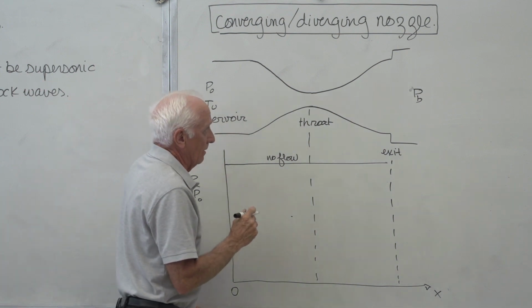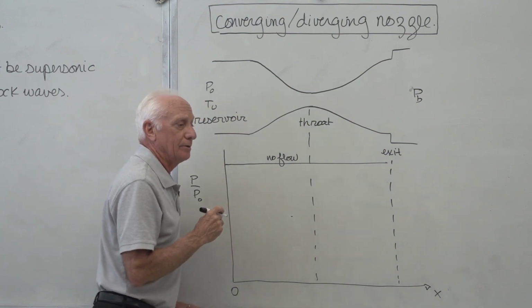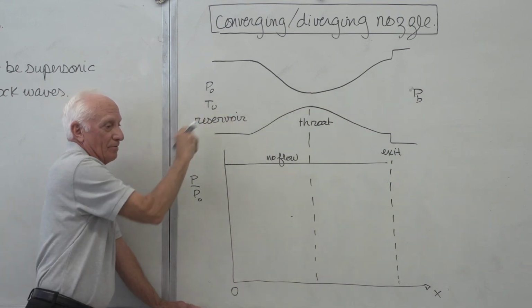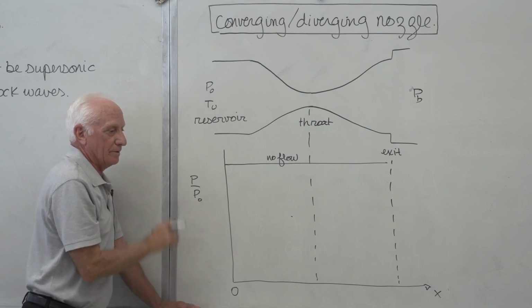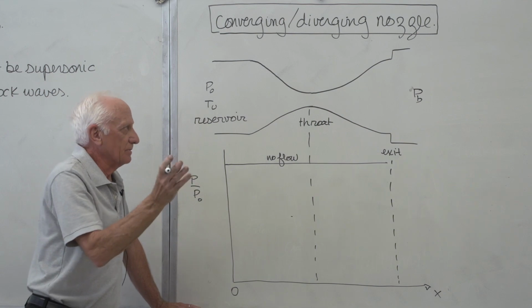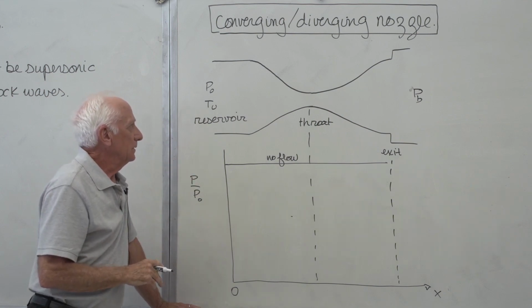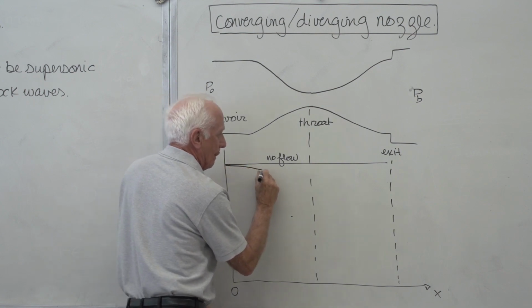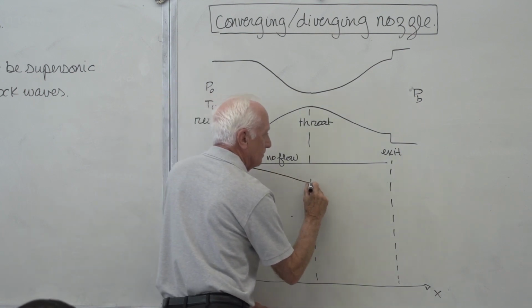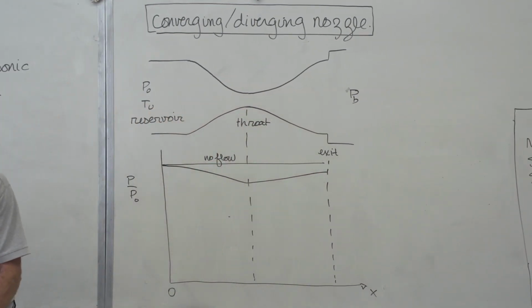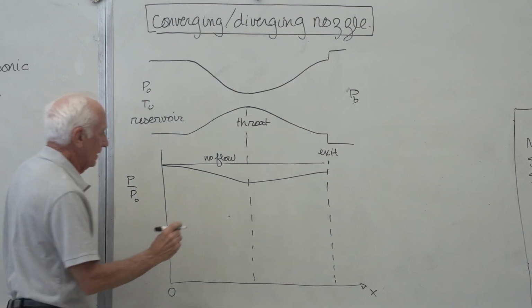Now you start lowering the back pressure. You lower the back pressure, and the fluid starts to flow. We're going to take air because air is so common. So air starts to flow. The pressure goes down, goes through here, and comes back up here. The textbook puts A, B, C, D's by them, but I'm not going to do that.